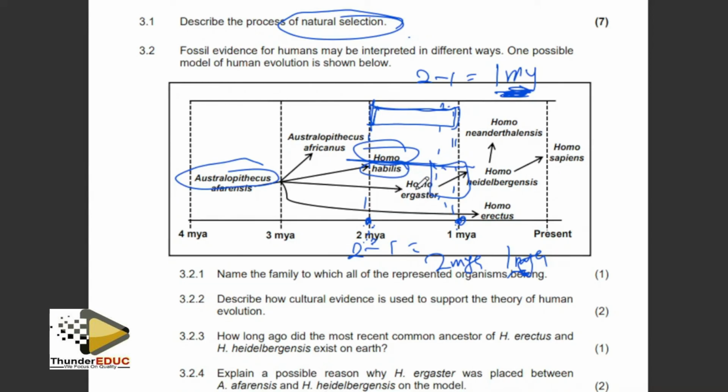Where is Homo ergaster? Homo ergaster is here, and then Australopithecus afarensis is here, and then Homo is here. So this is a transitional fossil. Homo ergaster has some characteristics of this and also some characteristics of that. Because it didn't go extinct and is still going, therefore it is a transitional fossil.